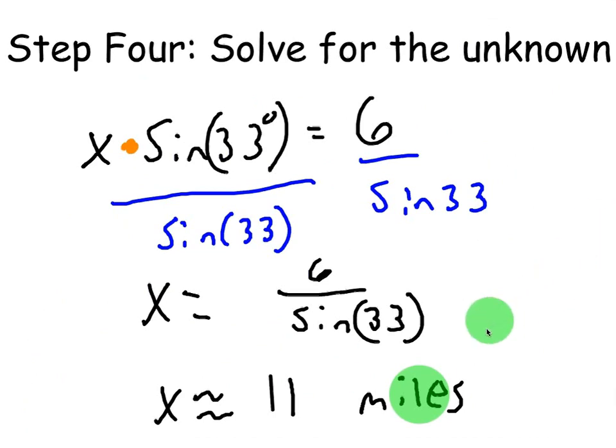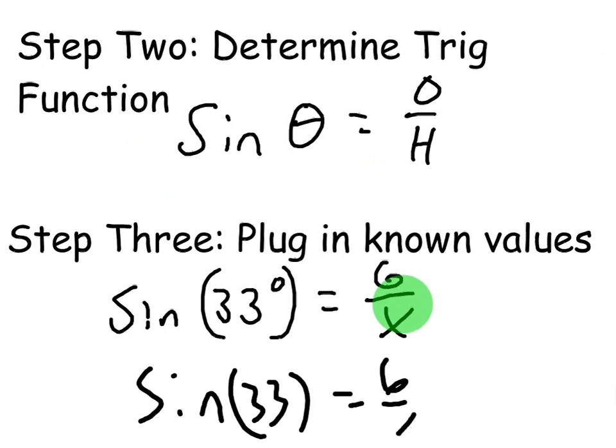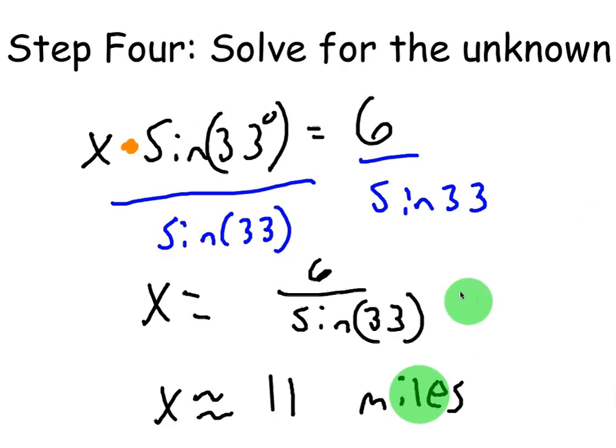Okay? So basically, I guess I can show it on this. I thought I'd already shown it, but I'm just going to rewrite the problem. To get it out of the bottom, we have to multiply both sides by x. And what that will do is it'll cancel the x's on the right. And now we are left with x times sine of 33 equals 6. Okay, so we got x out of the bottom.